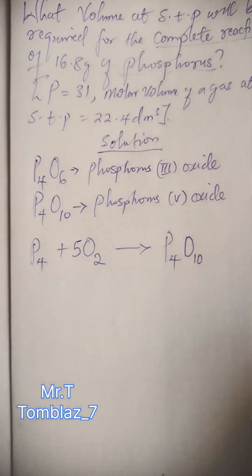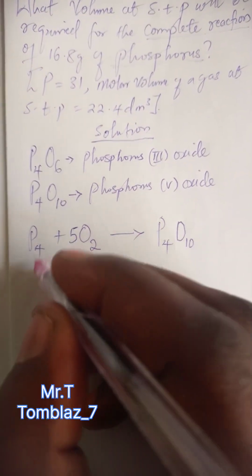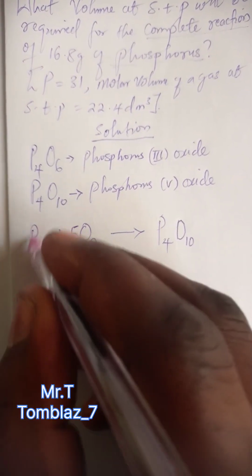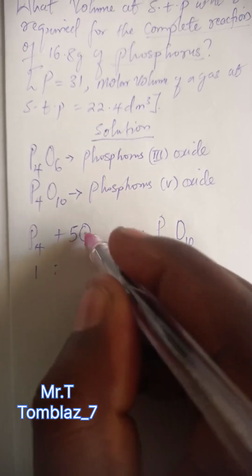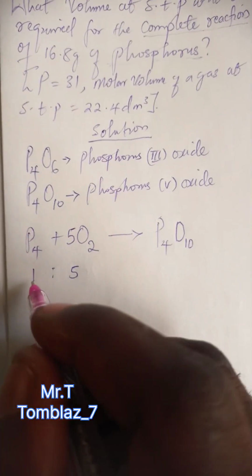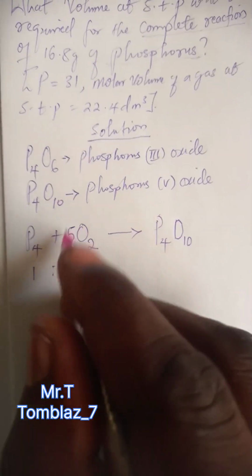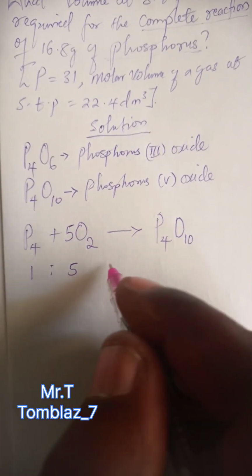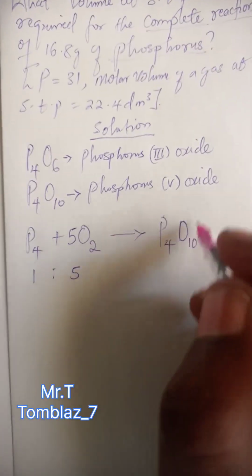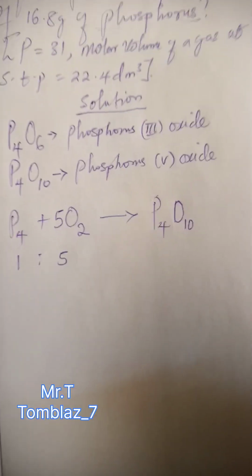Alright, if that is established, then we have to consider the mole ratio. Here the mole is 1, and here the mole is 5. So 1 mole of phosphorus reacts with 5 moles of oxygen to produce phosphorus 5 oxide. Okay, if that is established, then let's go back to the question.